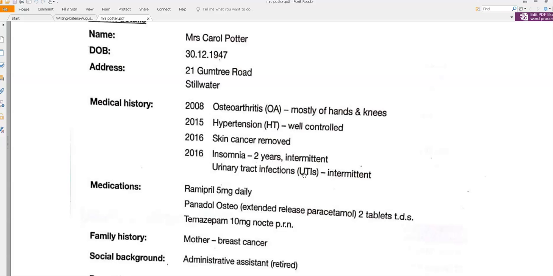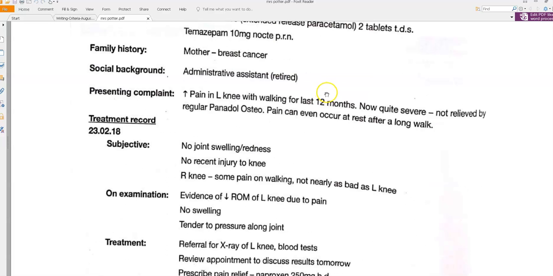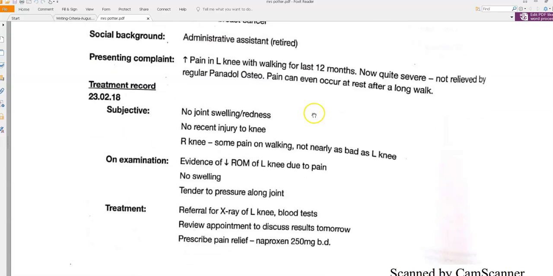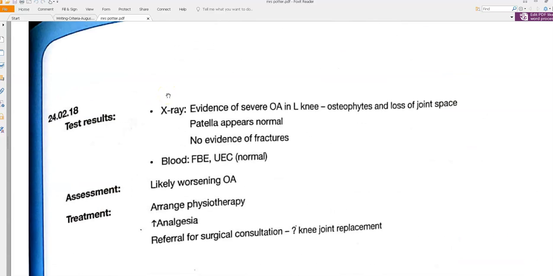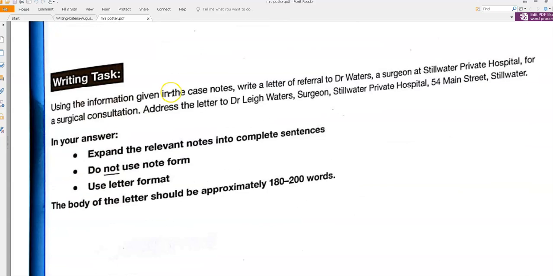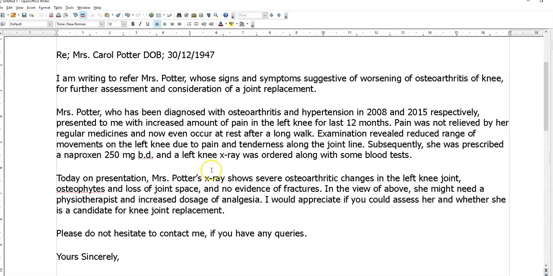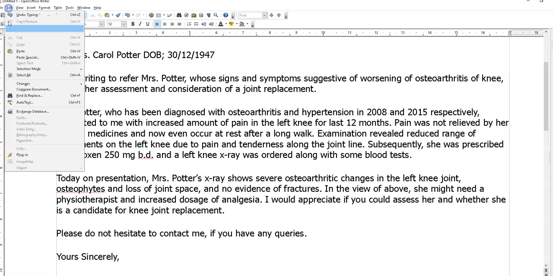Okay, so we've got the history here. Some of it we will need, some of it we won't need. So, presenting complaint, pain in the knee. Okay, pain can go to rest, treatment record. Okay, so there's quite a few things to include there. That's not so bad. So, let's have a look. Here we go. Let's make sure we've got some changes.